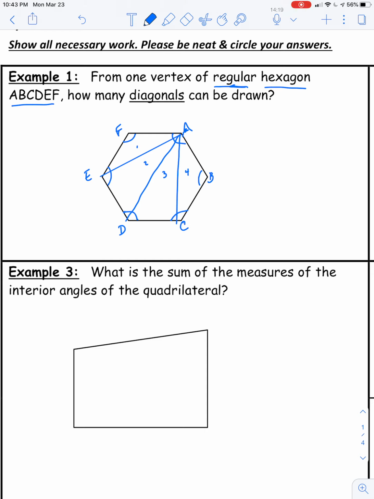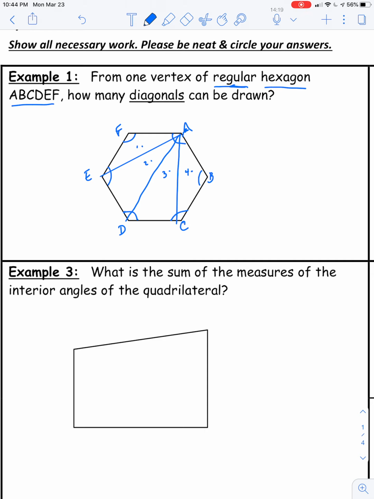Now, think with me when we talk about the sum of the measure of the angles in a triangle, they're 180 degrees, right? The total of the angles in a triangle are 180 degrees. And I have 4 triangles here. So if I were to ask you, what is the total measure of the angles in my regular hexagon, how could we figure that out?